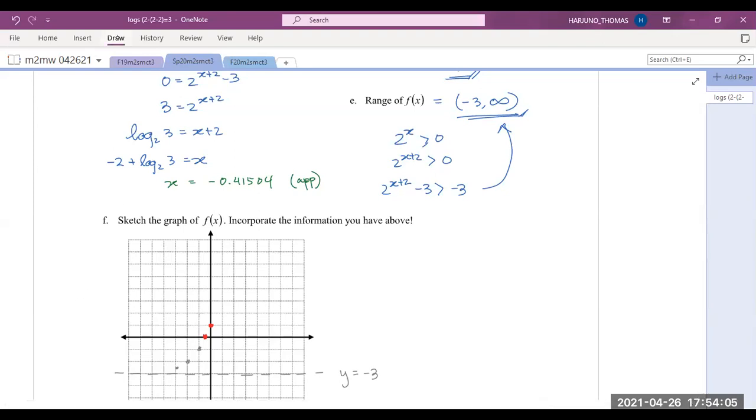Okay, so our exponential function, the graph will look like this. Of course, feel free to add more coordinates. For example, the next one should be 8.